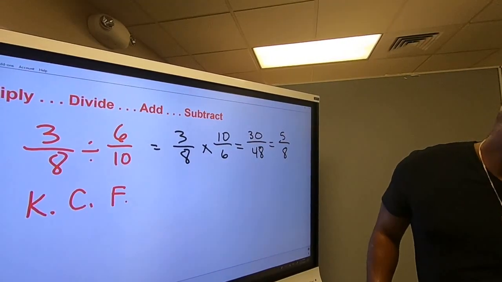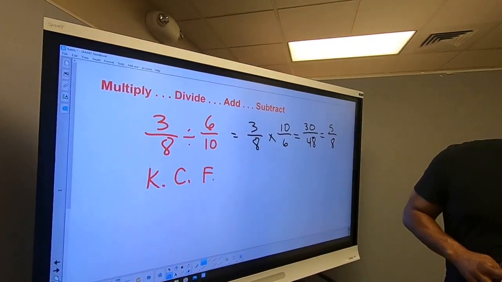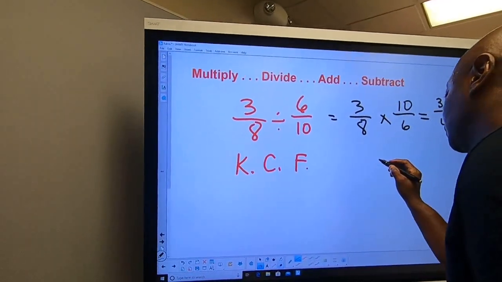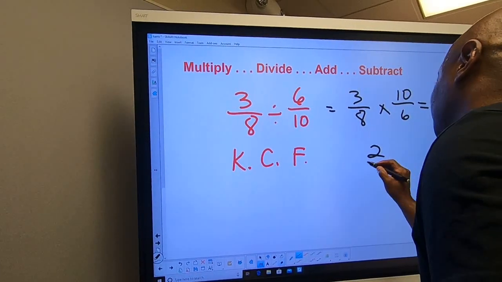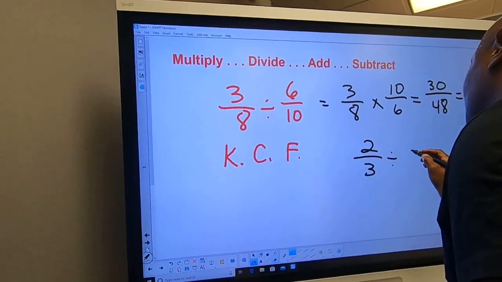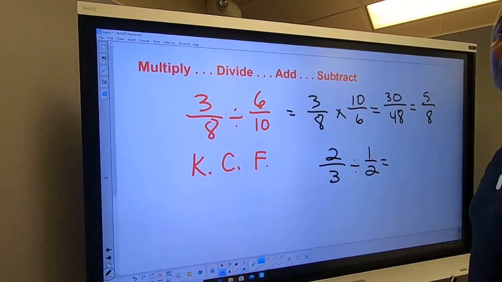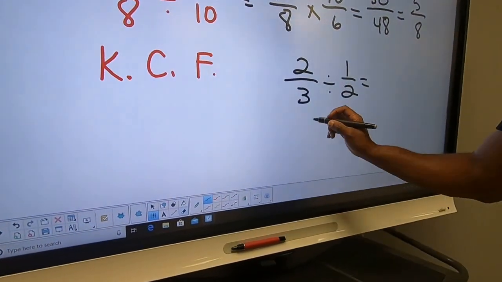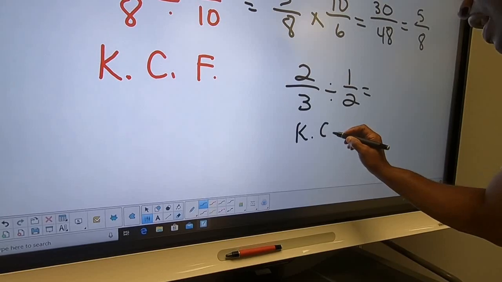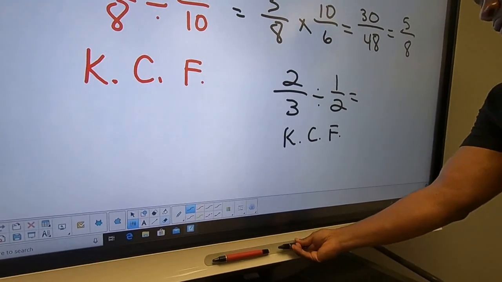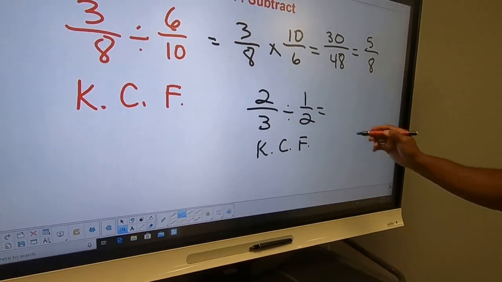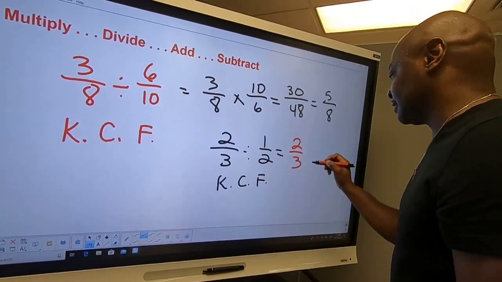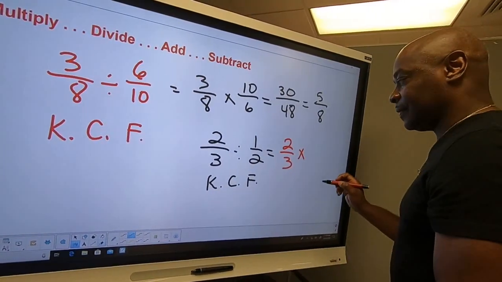Okay. Now, I want to give you one. Let's do a simple one. Let's do 2/3 divided by 1/2. Okay? Hey, let's remember this information right here. We're going to keep, we're going to change, and we're going to flip. So, let's keep our what? Good. 2/3. Change our sign to multiplication. Flip.